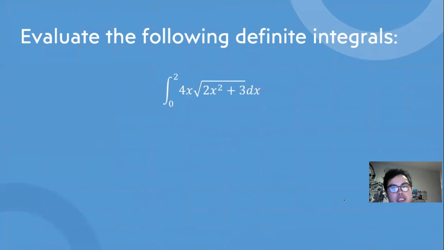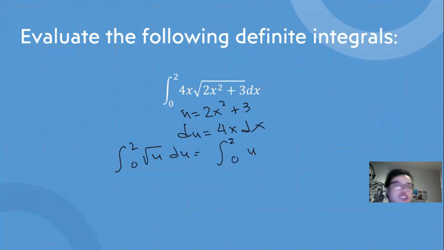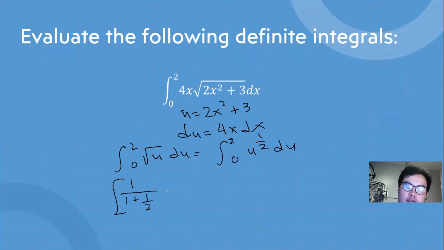Okay, so how about this one? So, we're going to do the same way, which is u equals 2x squared plus 3. Then we're going to differentiate it, so it will become 4x dx. So, substituting po, it will become square root of u, then du, then converting into the expression with the rational exponent. So, finding the antiderivative, so it will become 1 over 1 plus 1 half, then u, then 1 plus 1 half, then 2, then 0. So, we're going to simplify it po.